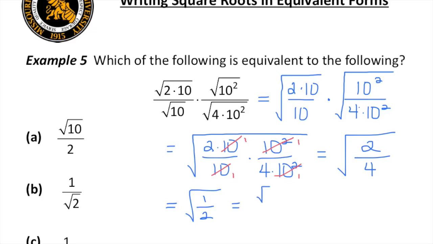Then applying the square root to the numerator and denominator separately gives us the square root of 1 over the square root of 2, or 1 over the square root of 2, which is one of our choices.